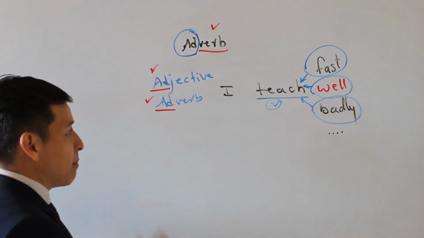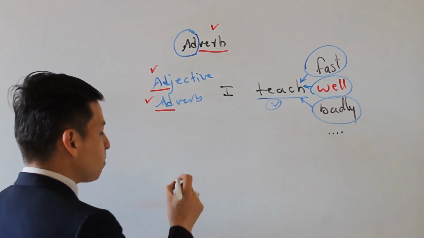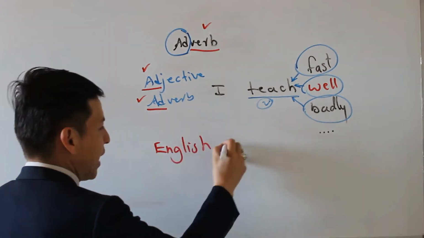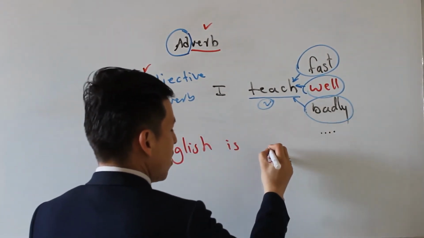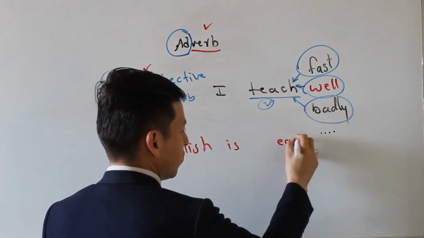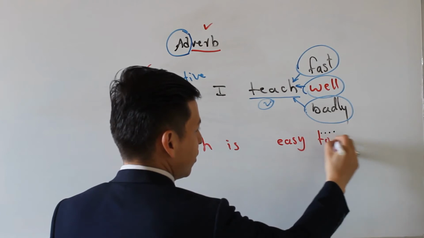Another example about adjectives: I will say English is, for example, English is easy to learn.